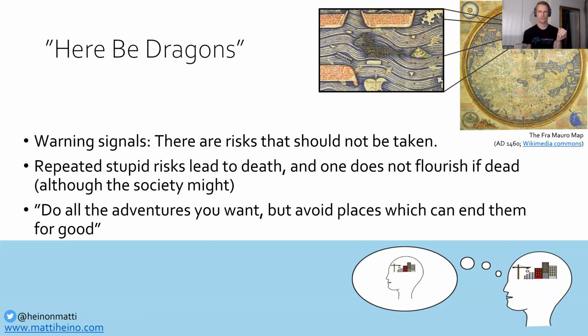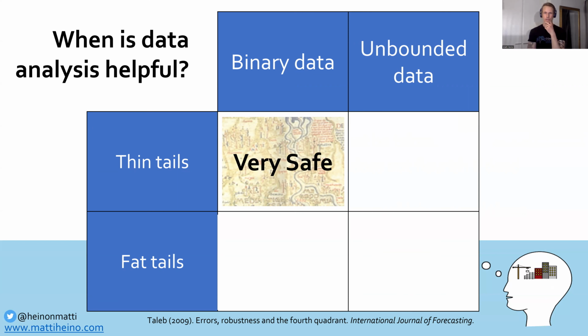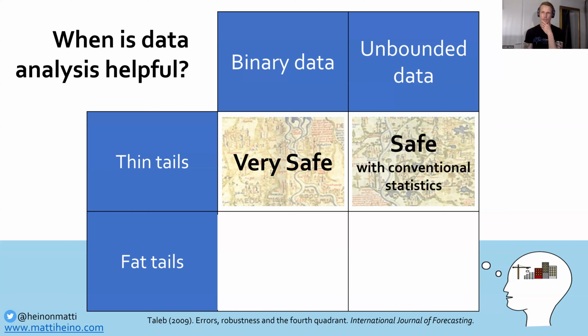So in many cases, you have these situations where there are mathematical models that show you that there is no risk, and then suddenly there is financial collapse. And we can use what we talked about, fat tails and risk, to try and understand where data is good, or when data analysis is helpful. If we have binary data, so something is 1 or 0, then in the case of thin tails, you're very safe. You know what to do. It's just common sense. You won't get a series of 1,000 heads in a row if you're throwing a coin. If you have unbounded data, then you can use statistics. So it's sort of safe if you know what you're doing.